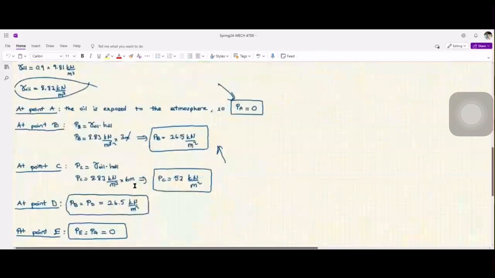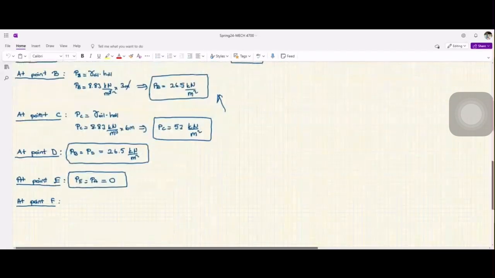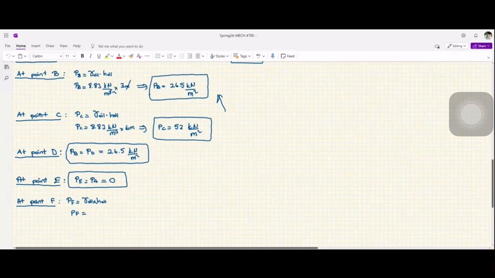Then at point F, let me go down and finish the calculation. PF equals gamma oil times H oil. PF equals, what was gamma oil? 8.83 kilonewton per meter cube times, all right, the height is negative 1.5 meter. Then the pressure at point F is negative 13.2 kilonewton per meter square. That's it.